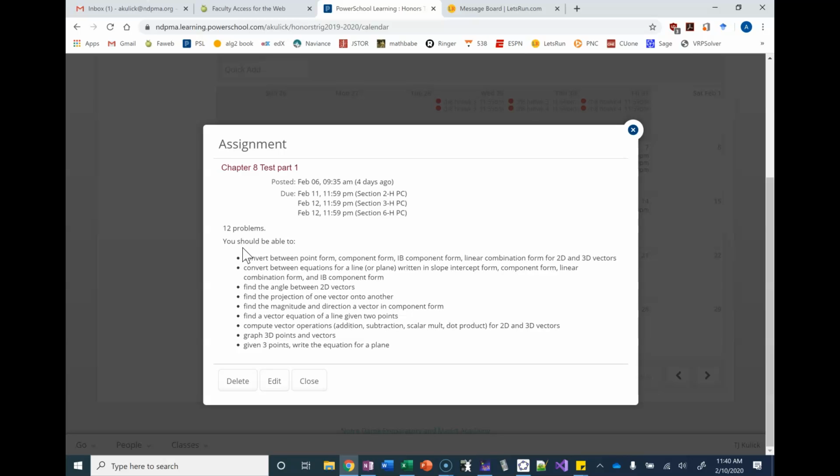So that's really what I was going for there, is that you feel comfortable changing those forms so you can get an answer in the form I'm asking for, or take the problem you're given and convert it into a form that's easy to work with.